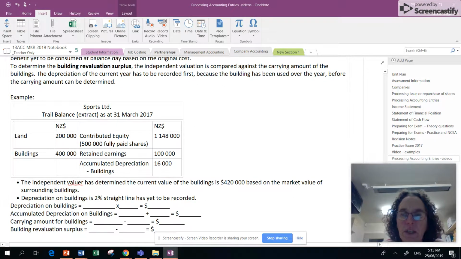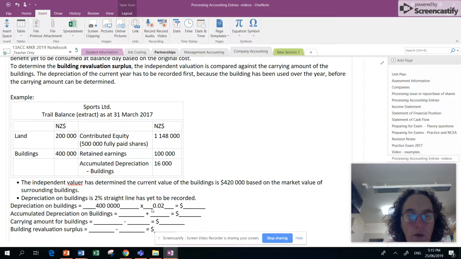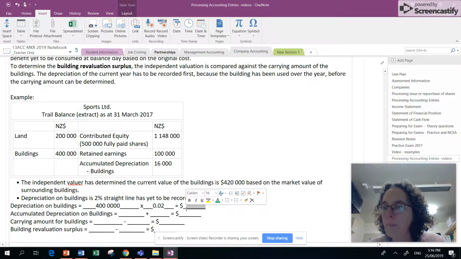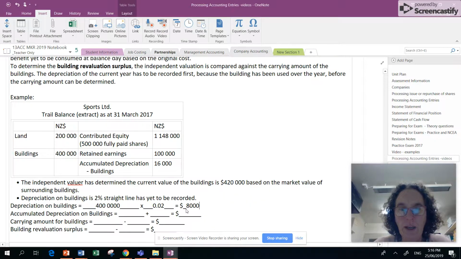Sports Limited got an independent valuation for their buildings, and the current value is $420,000, based on the market value of the surrounding buildings. We've got to account for the depreciation that has happened this year. So first of all, we're going to do the depreciation. We've got our $400,000 building times the straight line depreciation rate of 0.02. That will give us a depreciation amount of $8,000 that we've still got to account for.